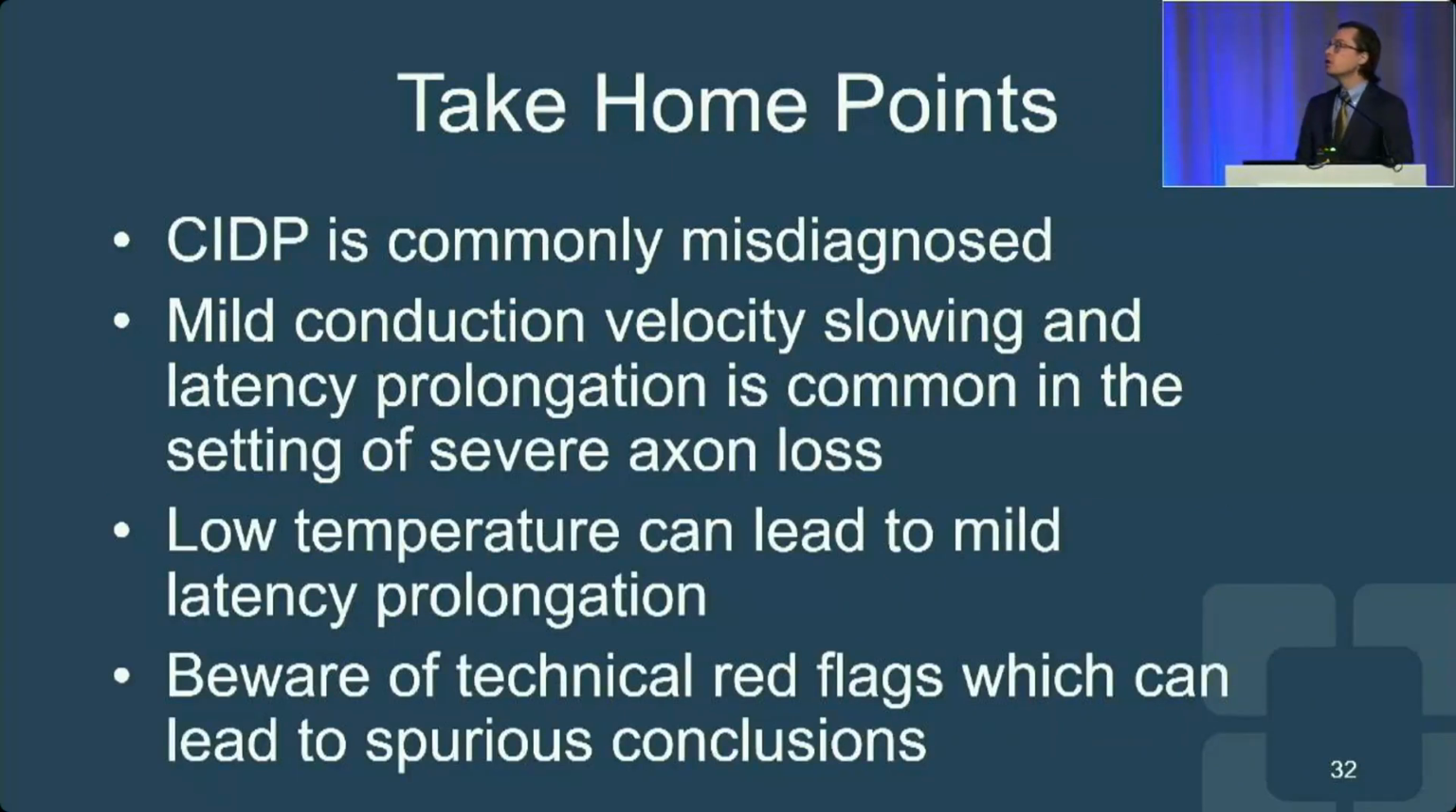So a couple of take-home points. CIDP is commonly misdiagnosed. Mild conduction velocity slowing and latency prolongation is common in the setting of severe axon loss. You can see mild latency prolongation in the context of a low limb temperature. And then, we brought up some different red flags that you should be looking for on your reports that might lead to some spurious conclusions.